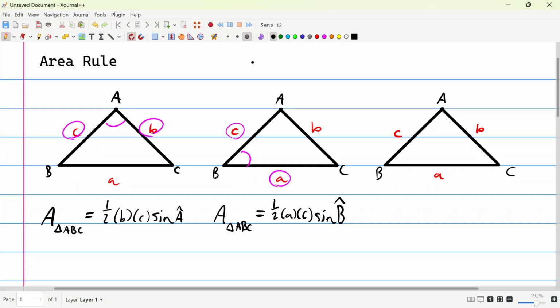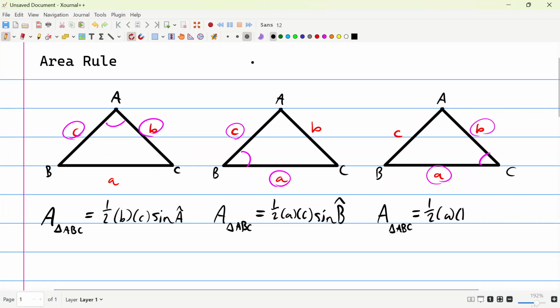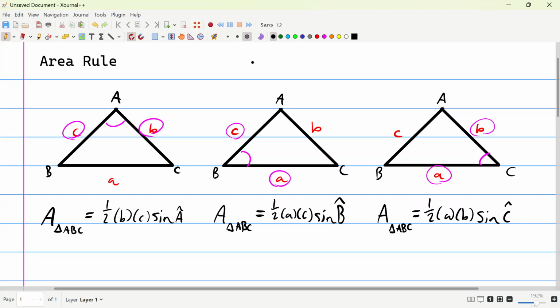And then if we're trying to find, let's say, angle C, or if we have angle C involved, in that case we are going to use the two sides that it's between, and we're going to say that the area of triangle ABC is just going to be equal to a half multiplied by A multiplied by B. It's the two sides that are circled, multiplied by the sine of angle C. So this is how we look at the area rule whenever we have two sides with an angle between them within our problem. So let's look at examples to actually see how we deal with this.